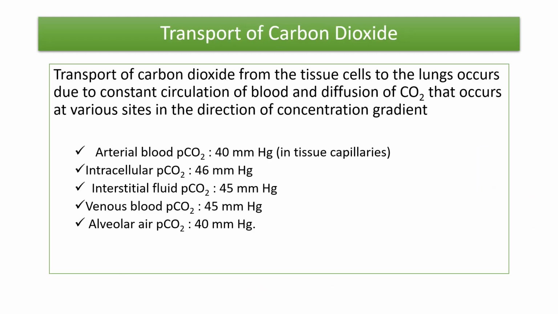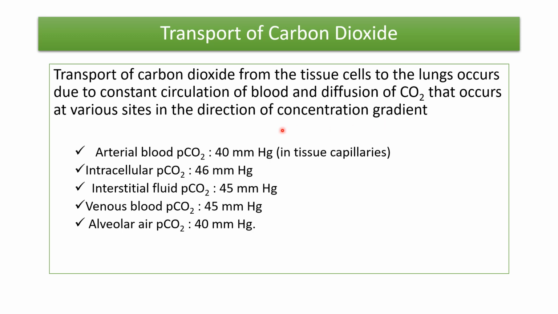As discussed earlier in the transport of oxygen, carbon dioxide is also transported due to the constant circulation of blood throughout the body and its diffusion from higher partial pressure to lower partial pressure gradient. But this time it is from the tissues to the lungs, that is, in the opposite direction.